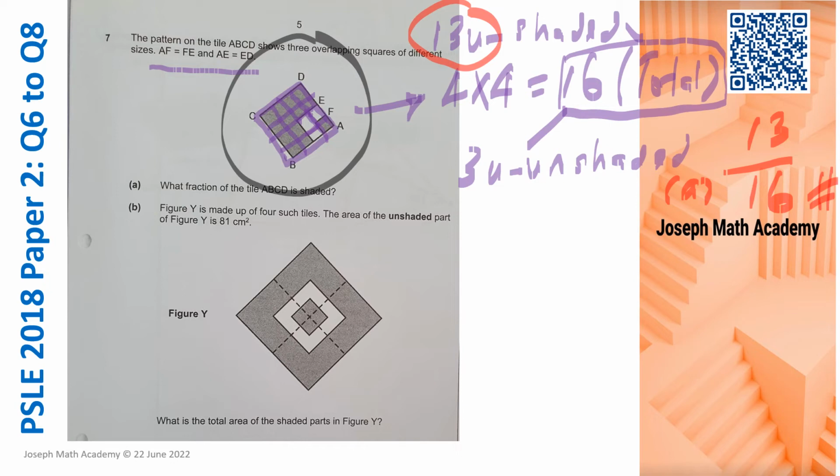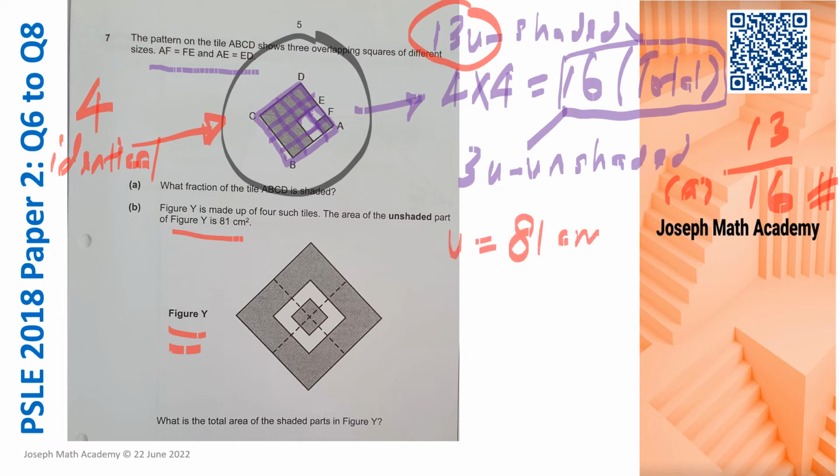Now, part B, we have a figure Y. Now, this figure Y is made up of 4 identical patterns that formed figure Y. Okay, now the area of the unshaded part is 81 square cm. All right, so what we need to do is find how many units is 81. That's our first important info that we need to obtain. Okay, and it must be unshaded.